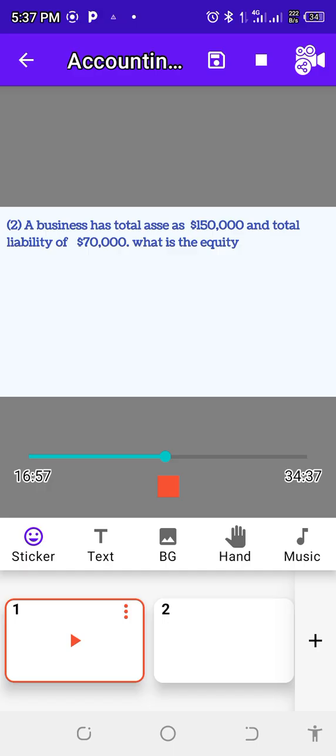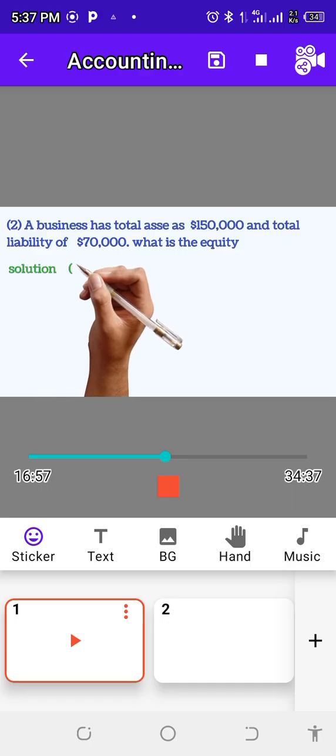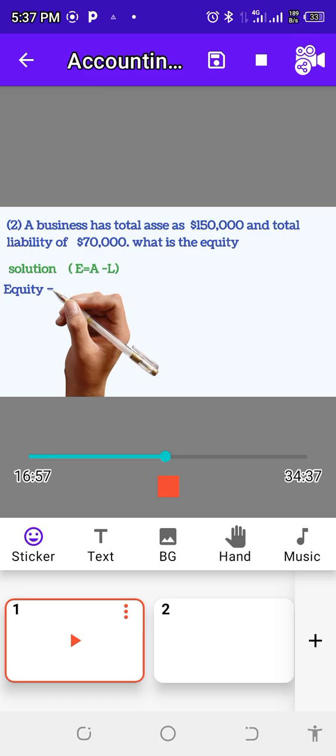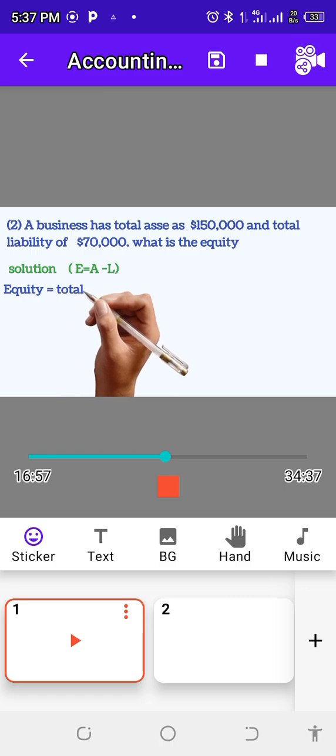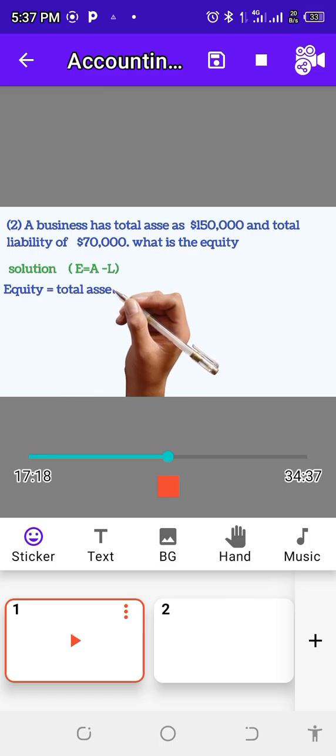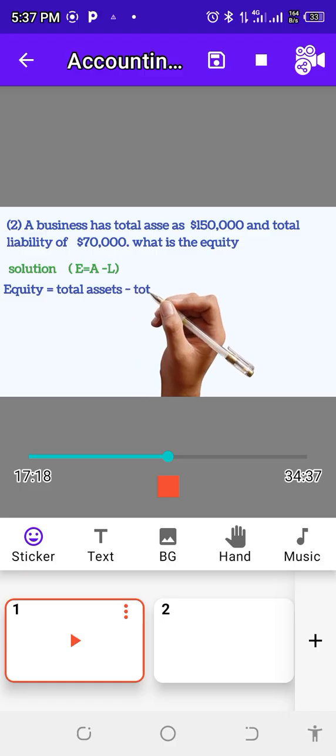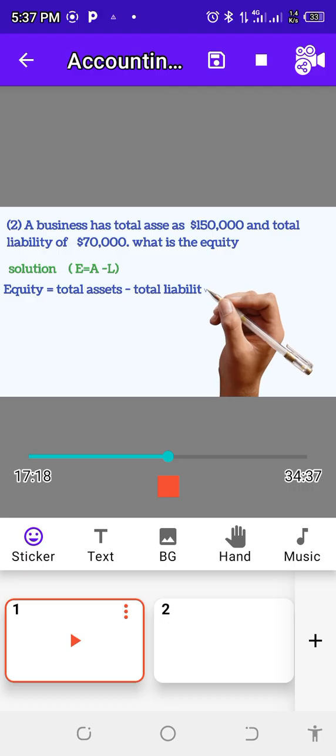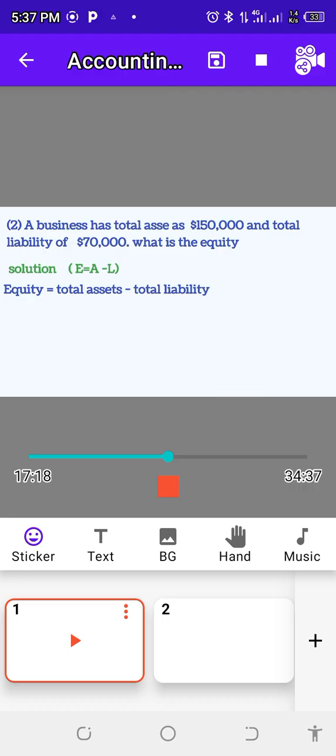You need to get acquainted with the formula. Equity here is just asset minus liability. We have gotten that in our formula: equity is equal to total asset minus total liability. In this question, the total asset is $150,000, and the total liability is $70,000.